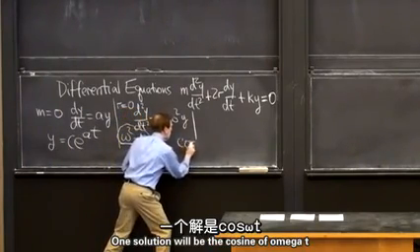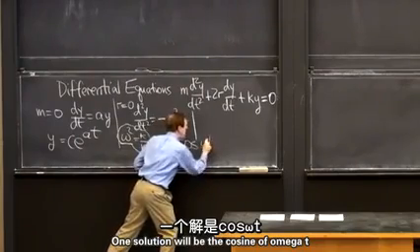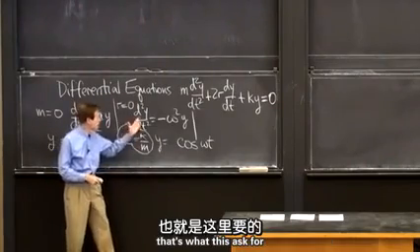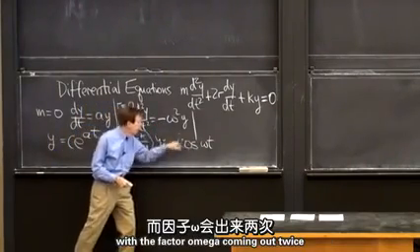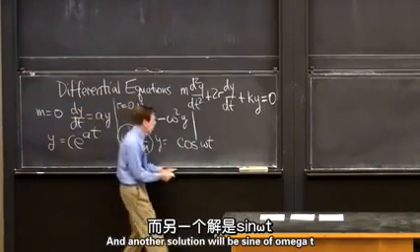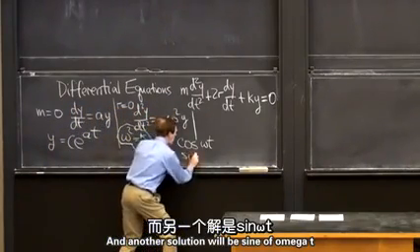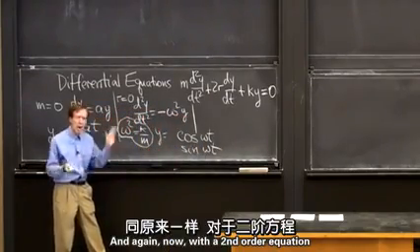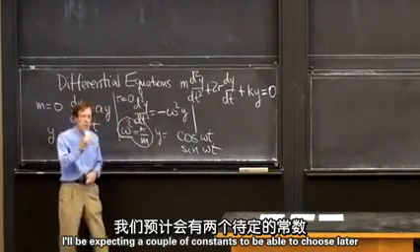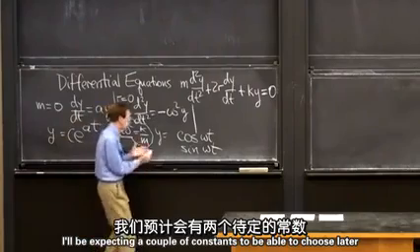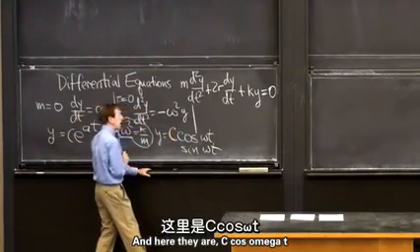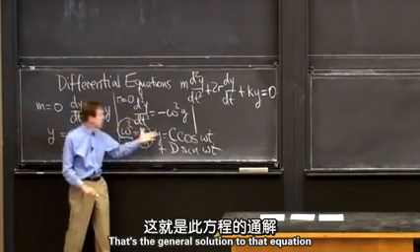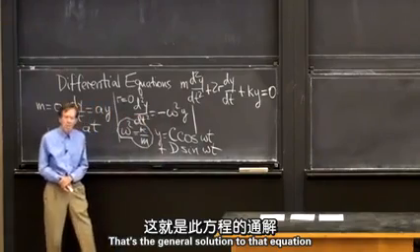one solution will be the cosine of omega t. Because two derivatives of the cosine is minus the cosine, that's what this asks for, with the factor omega coming out twice. And another solution will be sine of omega t, for the same reason. And again, with a second order equation, I'm expecting a couple of constants to be able to choose later. And here they are, a c cosine omega t and a d sine omega t. That's the general solution to that equation.